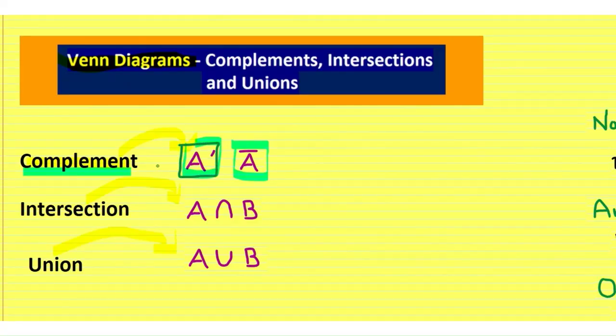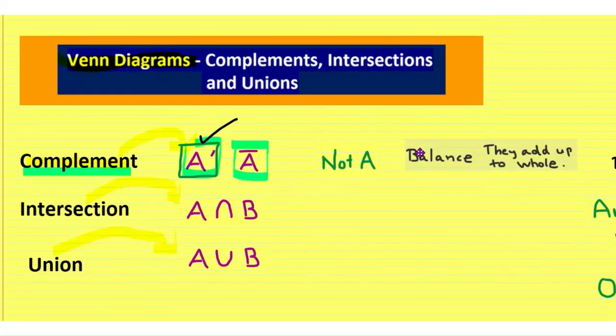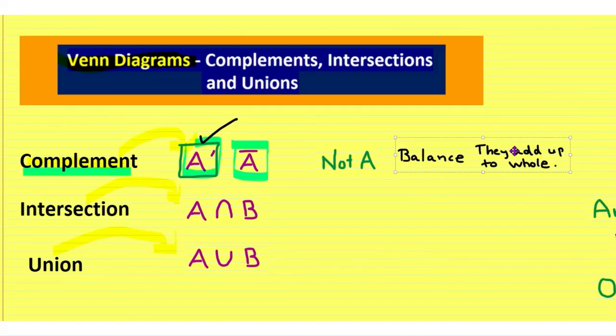But another way to think about that symbol is simply to think of it as not A. So A prime is going to be the set of all the elements that are not in set A. That means if we have a universal set with a lot of different options, whatever is in set A will not be included in the complement of A. Another way to think about that is that it is the balance. They will add up to the whole. We're going to talk about this a little bit more in depth in just a few minutes.